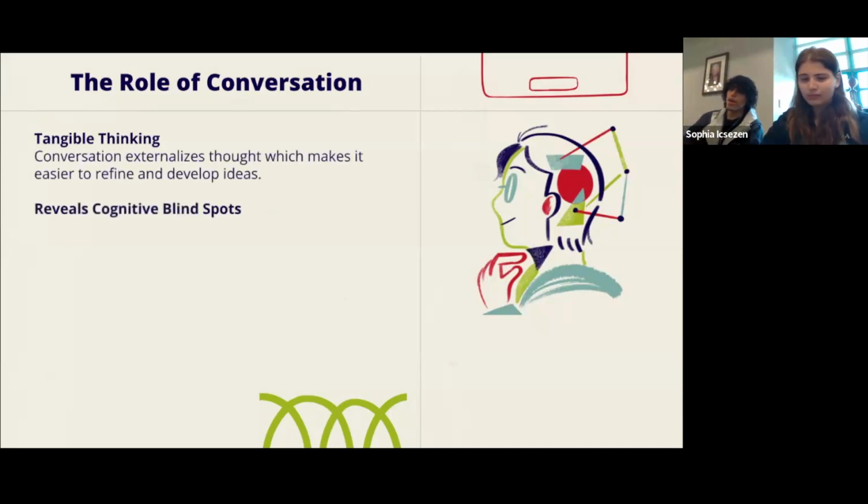So, another big obstacle to effective revision is the illusion of clarity. When we read our own work, we already know what we meant to say, making it really difficult to recognize when something isn't as clear as we think.